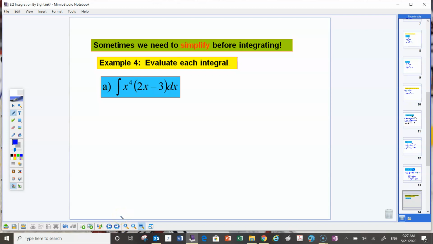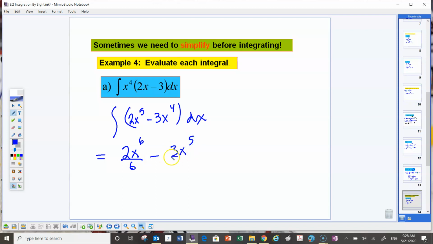Now, sometimes we need to simplify before we can integrate. So in this particular case, I'm just going to distribute the x to the 4th. And now I want to integrate with respect to x, so I'm going to add 1 to the exponent, divide by the new exponent, add 1 to the exponent, divide, plus a constant. So my final answer in reduced form would be 1/3 x to the 6th minus 3/5 x to the 5th plus a constant.